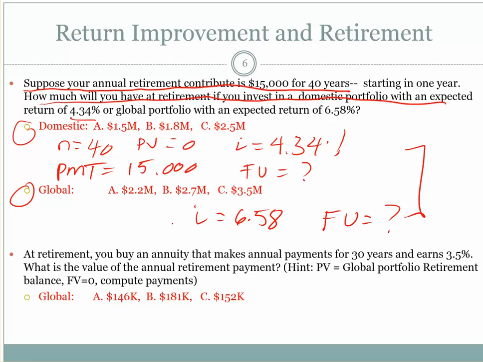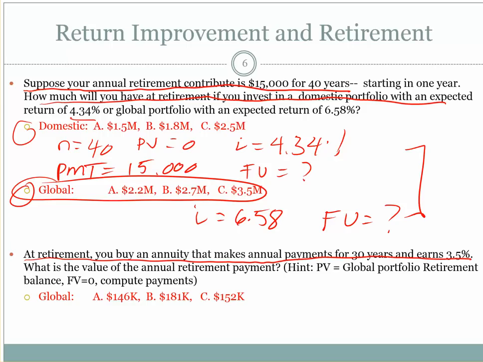Once you get the value of that global portfolio, we're going to add another question to it. So say at retirement you buy an annuity that makes annual payments for 30 years and earns 3.5%. So now you've retired. You're going to now receive money, make withdrawal payments for 30 years, and that money's left in an account at 3.5%. What is the value of the annual retirement payments?